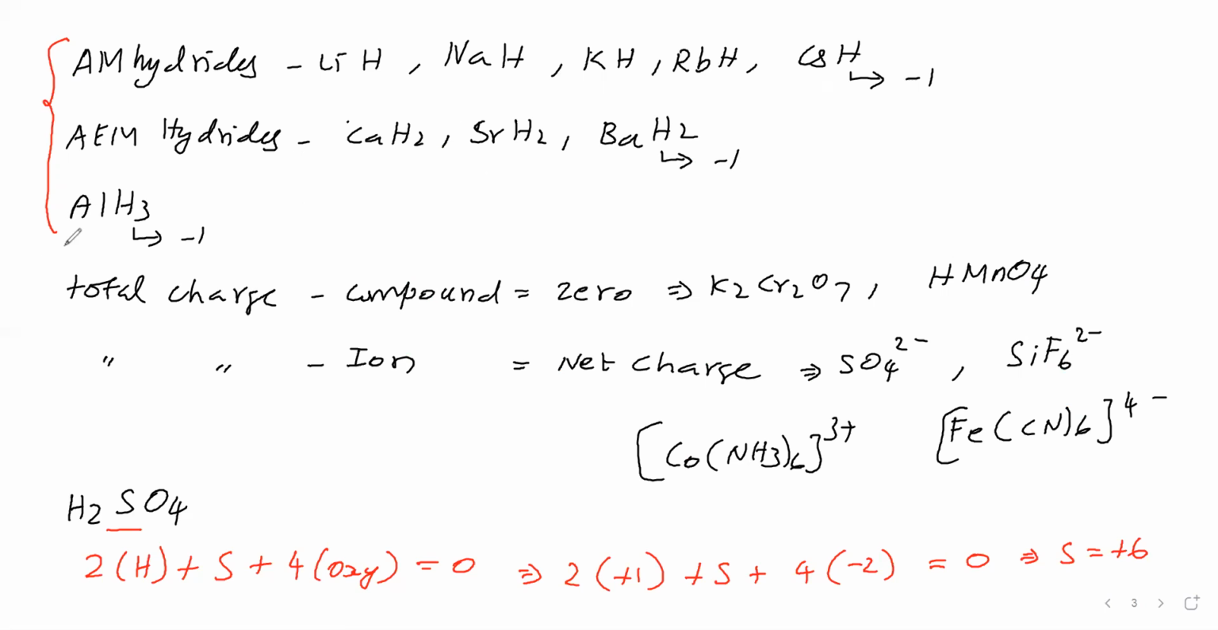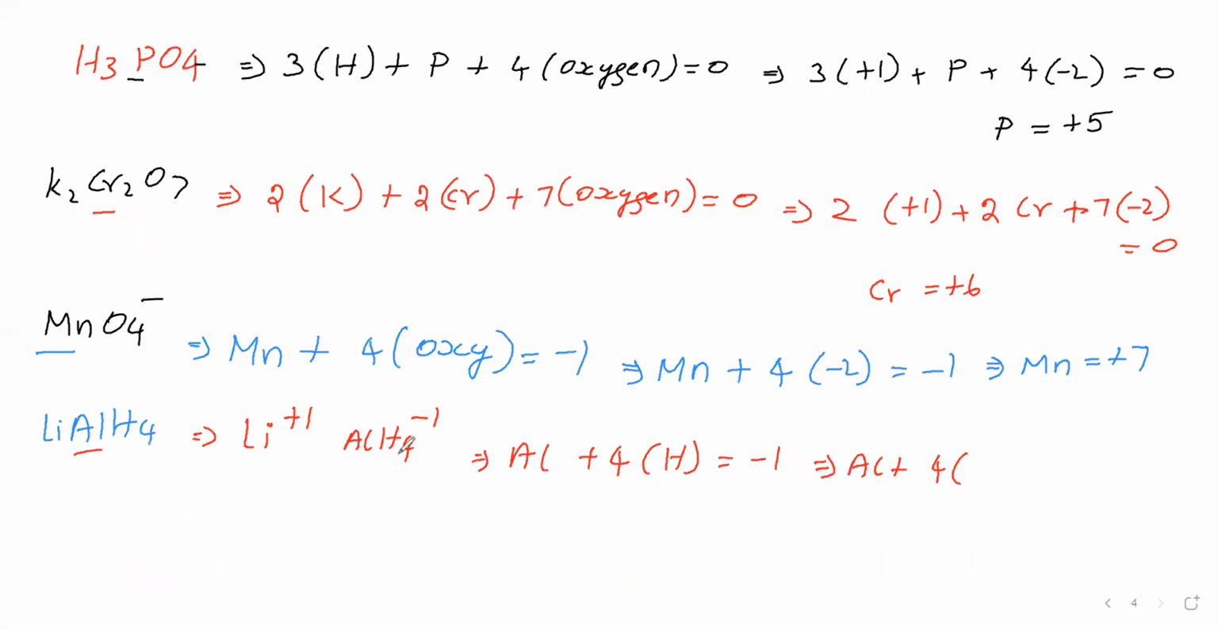Aluminum hydride, aluminum with hydrogen, means give hydrogen -1. So here aluminum is combined with hydrogen, so give -1 for this hydrogen. The net charge is -1. So find aluminum. Aluminum you are getting +3. The aluminum oxidation number we got is +3. So now we will take the next compound.